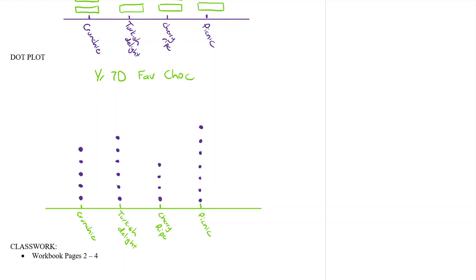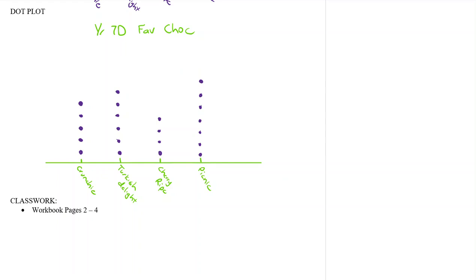Okay, that's it. So those are the 5 types of graphs. You can now complete another 5 graphs, the same 5 graphs in your workbook on pages 2 to 4.